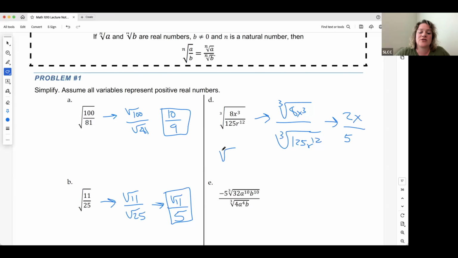Let's remember that. So the cube root of r to the 12th, if I change this to rational exponent form, I get r to the 12 thirds. You're just dividing 12 divided by 3. So this becomes r to the 4th. And there's nothing else to simplify, and we're set.